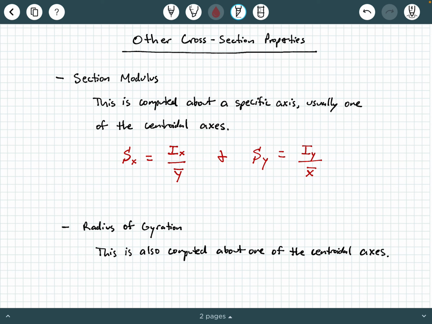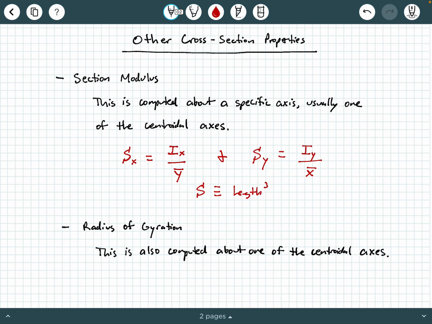Now, what units do you think section modulus will have? Well, if you look at moment of inertia, it has units of length to the fourth power. And then centroidal coordinates have units of length. So if you have length to the fourth power divided by a length, you can determine that section modulus has units of length cubed, okay? So we're going to say S has units of length to the third power.